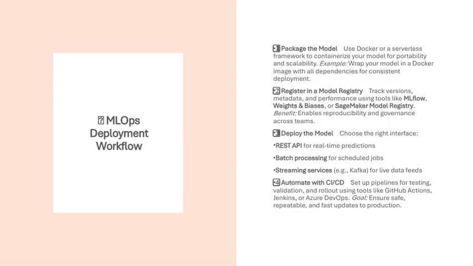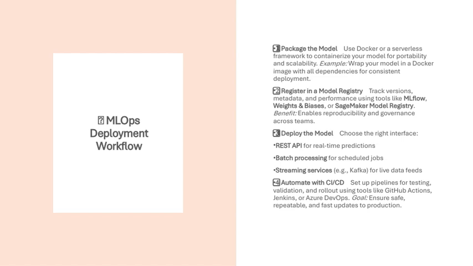Let's take a closer look at the MLOps deployment workflow. First, we have the packaging step. Here, the goal is to make our model portable and scalable by containerizing it, often using Docker or serverless frameworks. Think of it as wrapping your model with all its dependencies so it can run consistently across different environments. For example, creating a Docker image that contains everything needed for deployment ensures that the model behaves the same way whether it's on your local machine or in production.